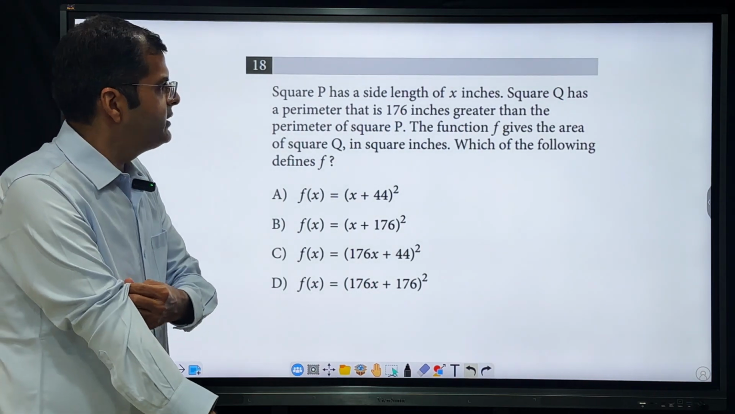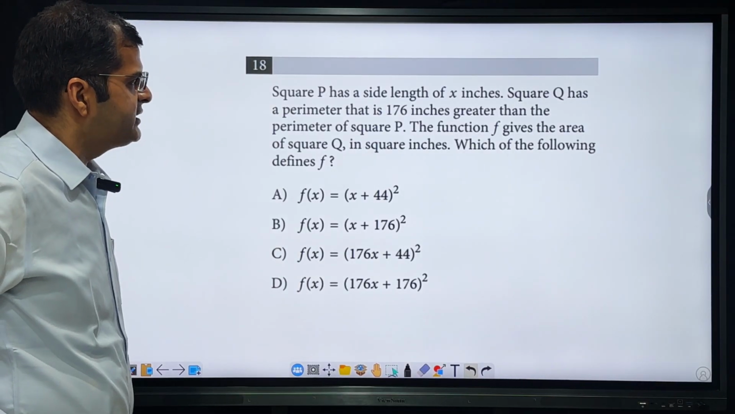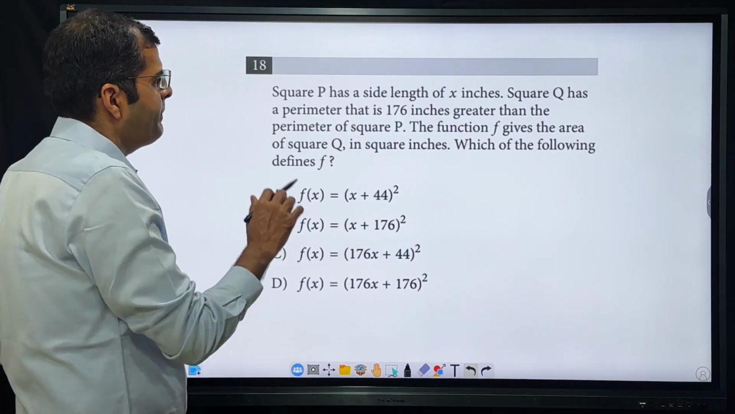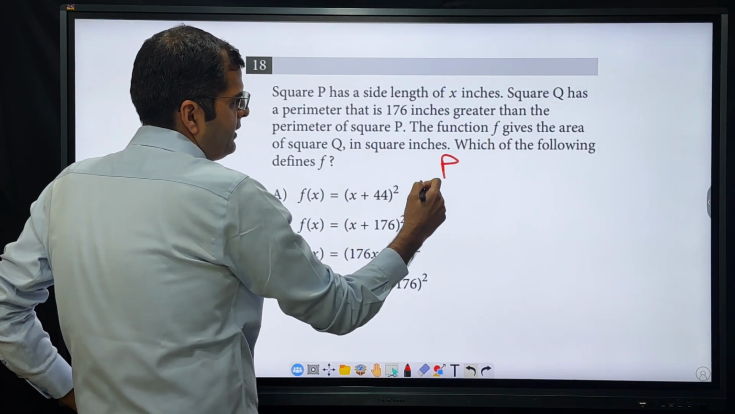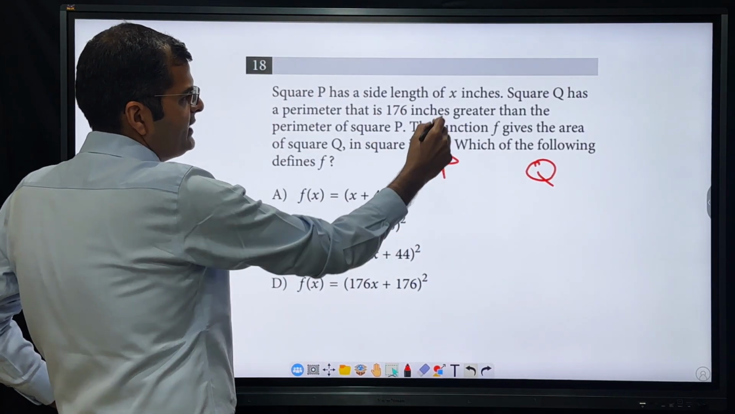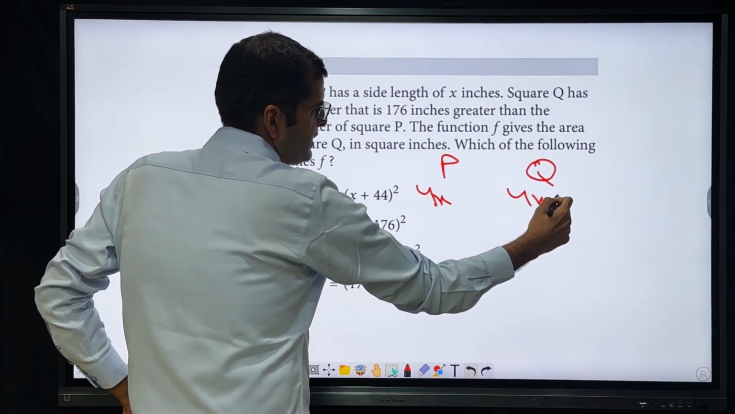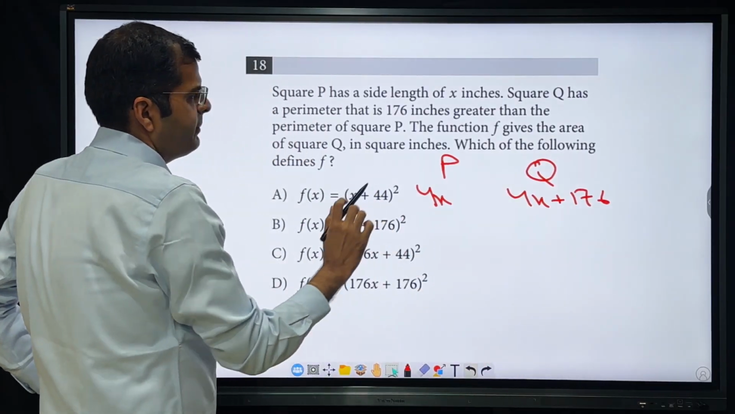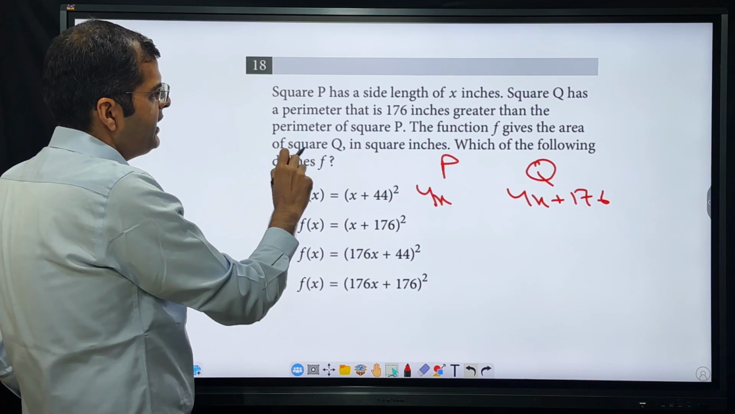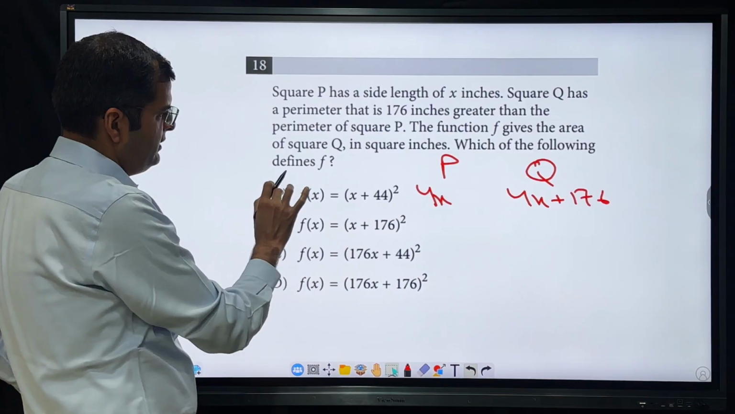Now looking at the next question, it says square P has a side length of x inches. Square Q has a perimeter that is 176 inches greater than the perimeter of square P. Square P side is x, so perimeter is 4x. Square Q perimeter is 176 inches more than that of square P, so here perimeter is 4x plus 176. The function f gives the area of square Q in square inches. Which of the following defines f?